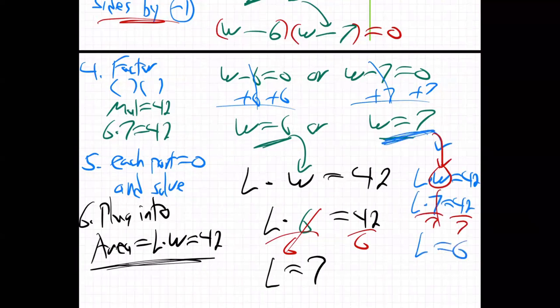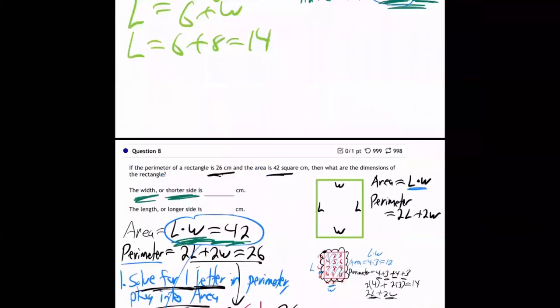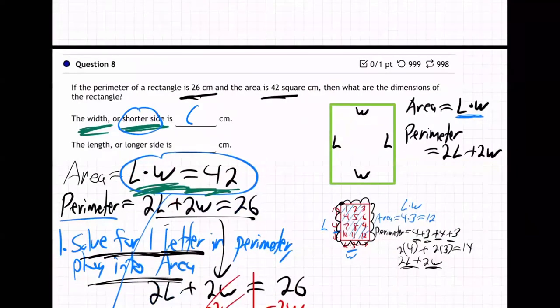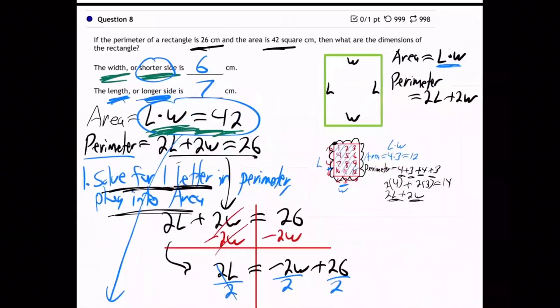So basically, the width is 7, length 6, or the width is 6, length 7. They're 6 and 7. You see what happened there? So how do you know which is which? Well, if you go back up here, it says width is the shorter. So that's the 6. Length is the longer. That's it. They're just telling us they want the length to be the longer and the width to be the shorter. All right, that was a hard one.